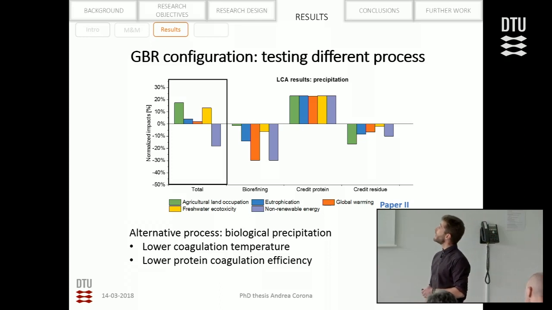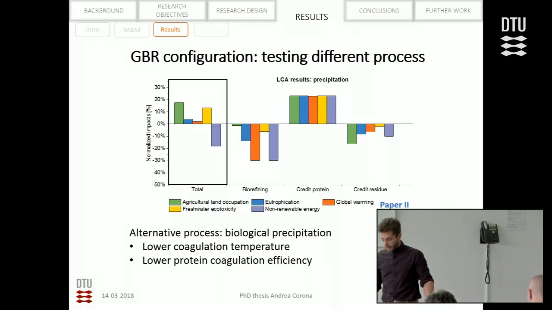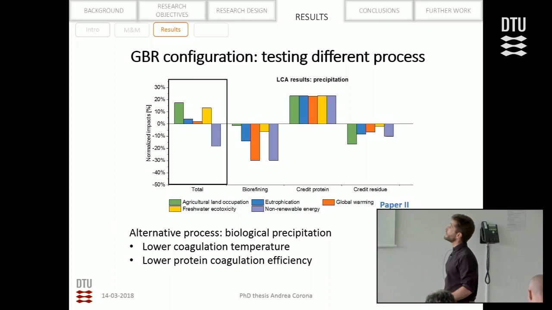And this doesn't counterbalance the saving on the biorefinery side, so on the total, we can see that the environmental impact of the biorefinery itself is higher.